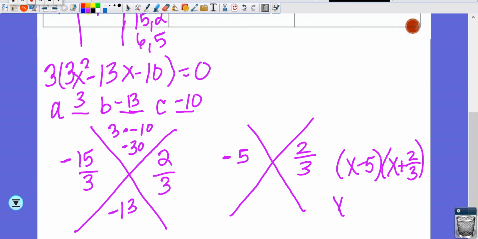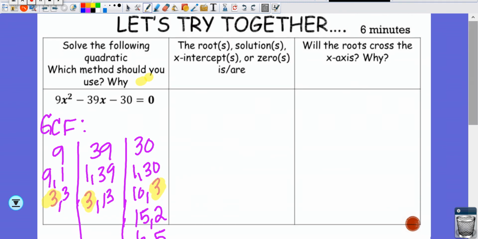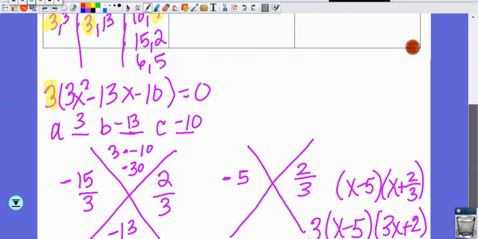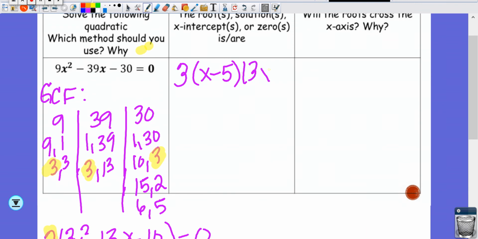know we're not going to leave those fractions, so we're going to slide that 3 in the front, 3x plus 2. Now, since we had a greatest common factor on the outside, which is this piece right here, don't forget to tag it along. So that's the factored form of that. So we're going to go up here and say 3, and then we get x minus 5, and then we have 3x plus 2 equals 0. Okay, we're going to set each one of these factors equal to 0.